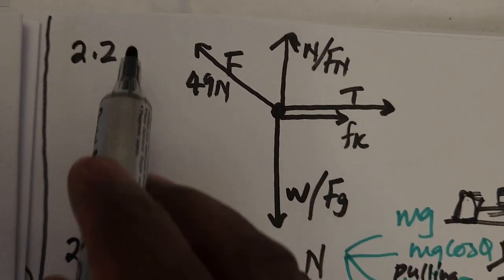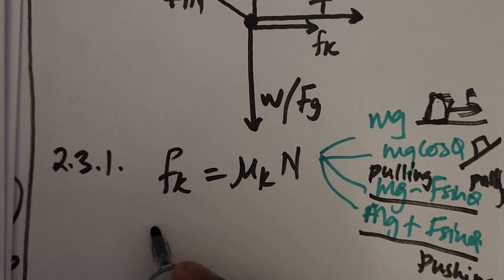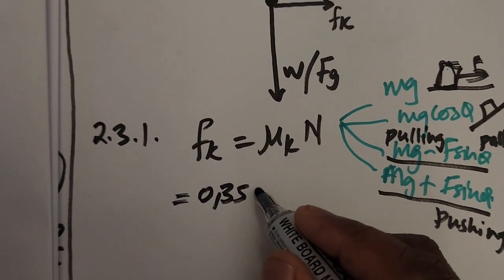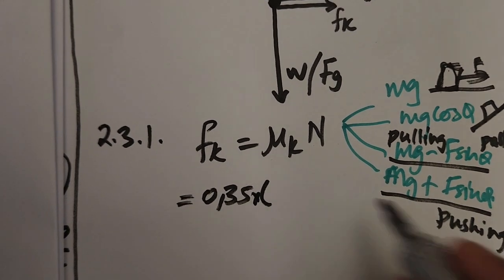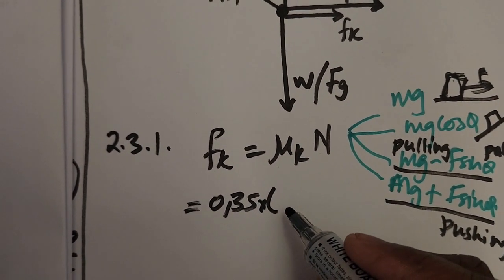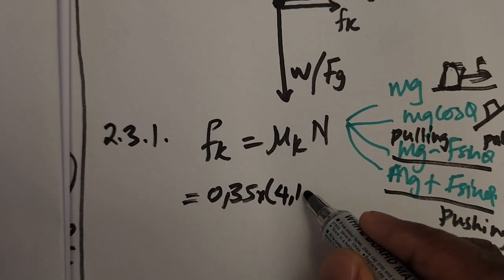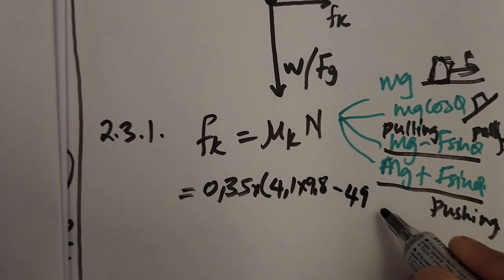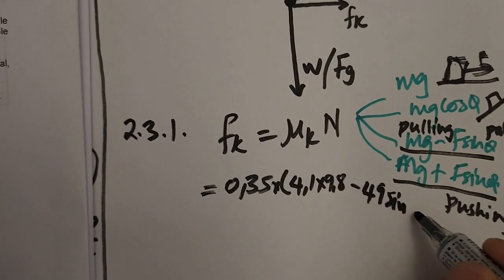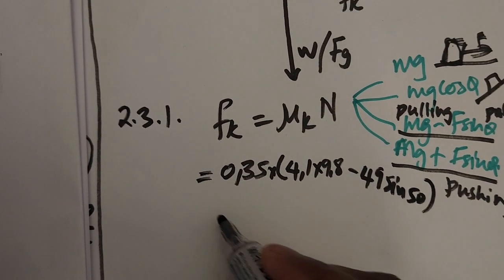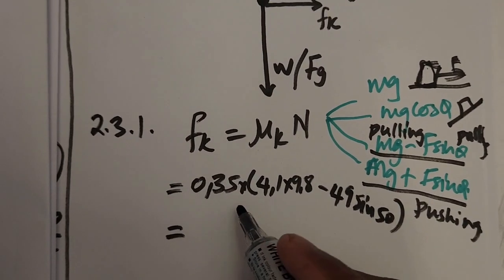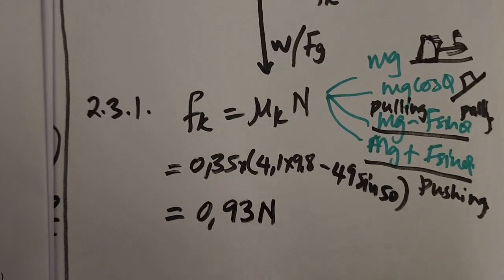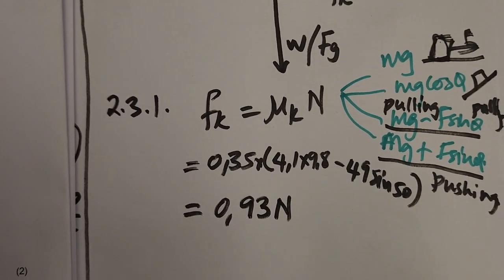In this case, we are pulling. Therefore, it will be number 3. Therefore, our answer will be now 0.35 multiplied in brackets by mg. The mass of the object there is 4.1 according to the given, multiplied by 9.8, minus the force, which is 49 sine of 50 degrees. Then if you use your calculator, hopefully you will get somewhere around 0.93 Newton. I think that's much better.